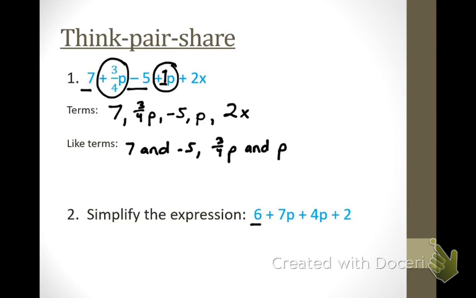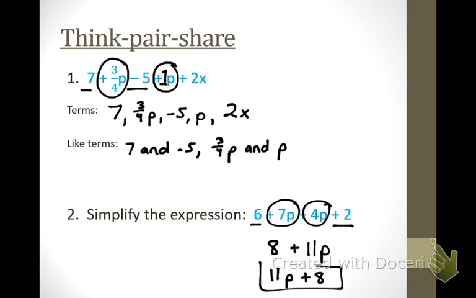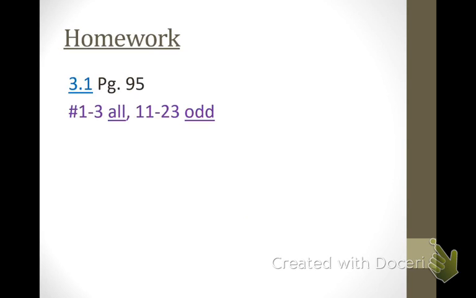Final problem of the day. Always make sure you're underlining and circling. So here we have 8 when I combine these two together. And then when I combine these two, I've got 11p. Now listen, is my correct answer 19p? No. Why not? You cannot add them together. Now, let me teach you something I am looking for. I always want the variable to be first. So I'm just going to switch the order. 11p plus 8. And that is your final answer.